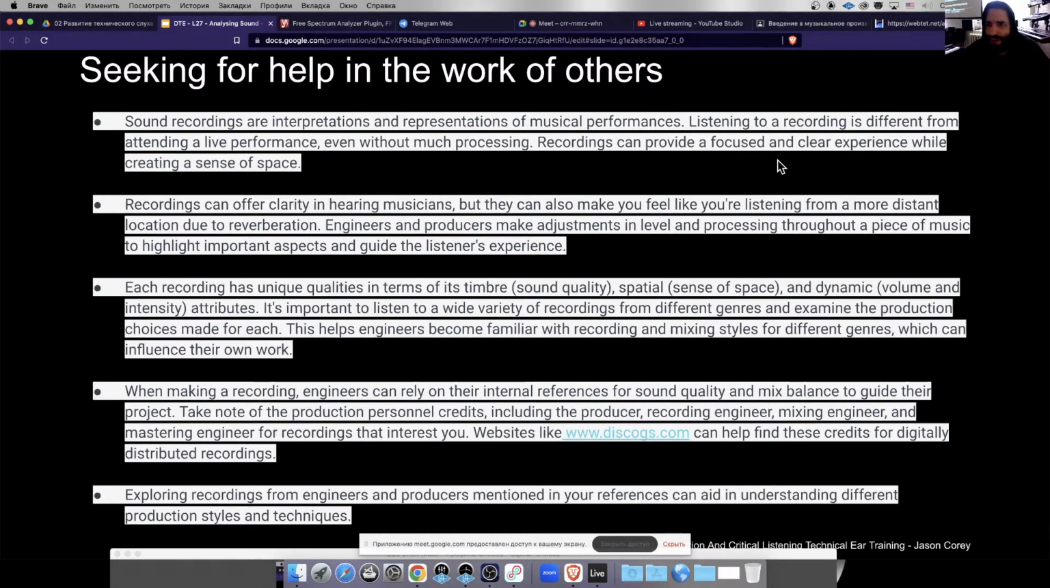Because it provides you a clear and focused experience and has a sense of space. When you're in a show or something, you're in a very different experience. Recordings can offer clarity when you're hearing musicians, but they can also make you feel you're listening from a more distant location due to reverberation or something like that. So you want to be able to pay attention to music and extract the several layers of information that are there. This is what the author is trying to take us through with this chapter.